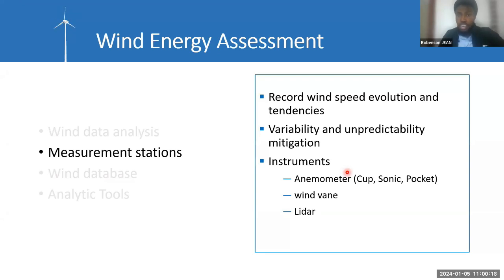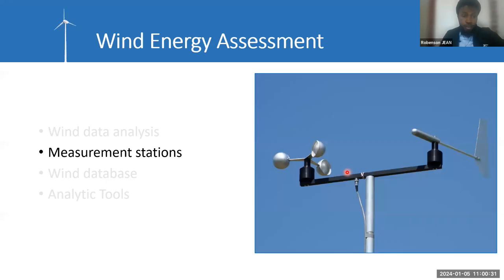And all of those are in order to mitigate the variability effect present in the wind, the unpredictable characteristic of wind. So this is an example of an anemometer with a wind vane. This is the cup anemometer that is often used to measure wind speed at 10 meters above sea level.